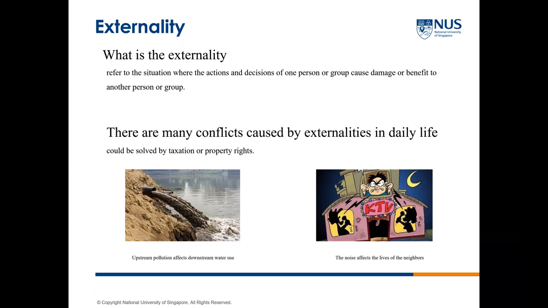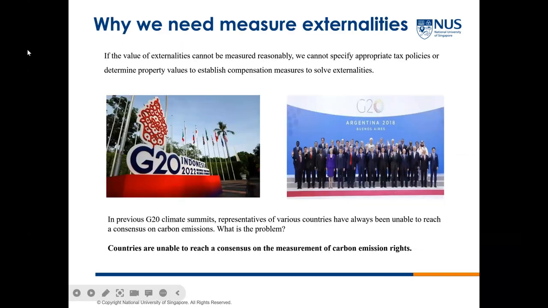But these are not the main points of our presentation. We mainly talk about the measurement of the externalities, because if the value of the externality can be measured reasonably, we can specify appropriate tax policies or determine property values to establish compensation measures to solve externalities. In previous G20 climate summits, representatives of various countries couldn't reach a consensus on carbon emissions. Why? Because countries are unable to reach a consensus on measurement of carbon emission rates.